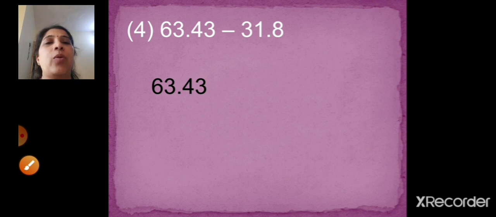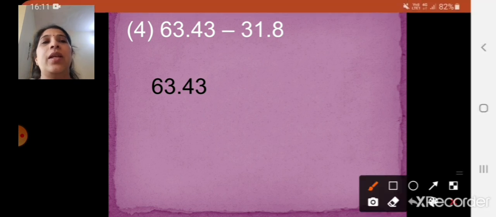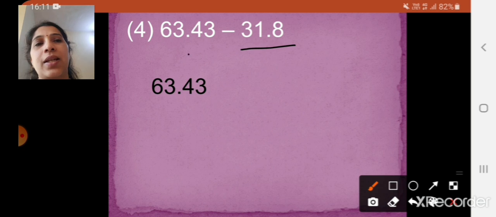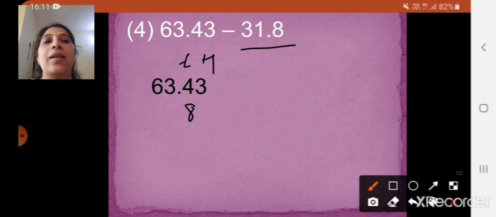Now 31.8. Now children, here it is only 8, right? Now remember here children, when it is 31.8, after the decimal point there is only one number, right? 8. So 8 will be in the tens place. So here this is the tens place and this is the hundreds place. So 8 will come in the tens place, right? And in the hundreds place you can put it as a 0, right? So you will write minus 31.8, right? Now you will carry out the subtraction.